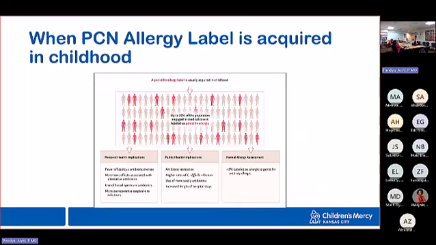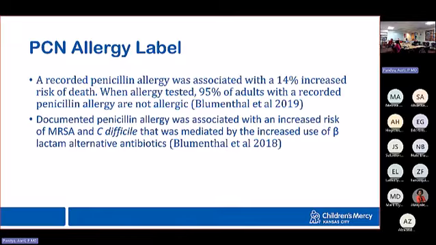So when a patient's penicillin allergy label is acquired in childhood, these are the implications that can happen. There can be personal health implications, there can be public health implications, and up to 20% of the population engaged in medical care is penicillin allergic or has that label. So this speaks to the importance of intervening on this, whether that means delabeling without further testing, doing further testing, etc. for these patients. A recorded penicillin allergy label is associated with a 14% increased risk of death.